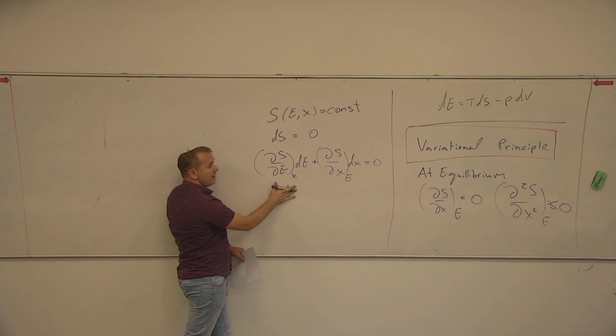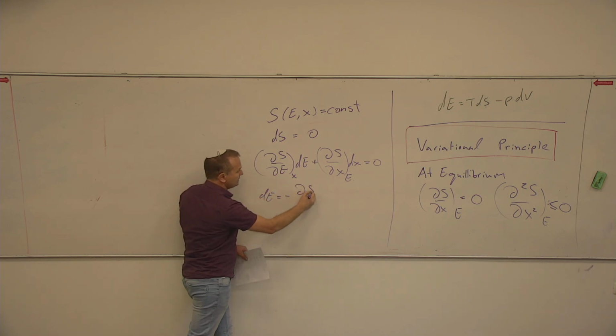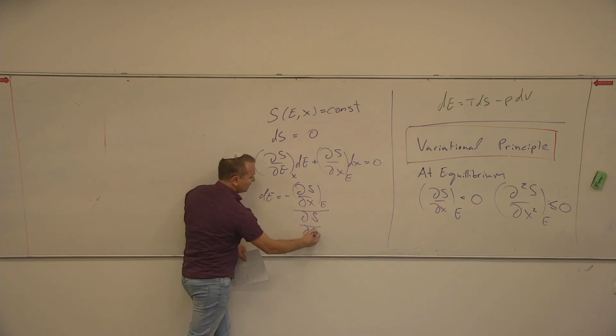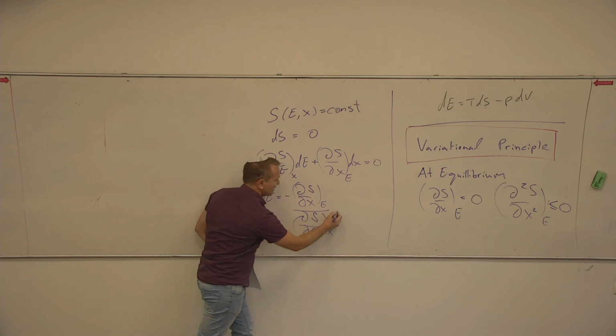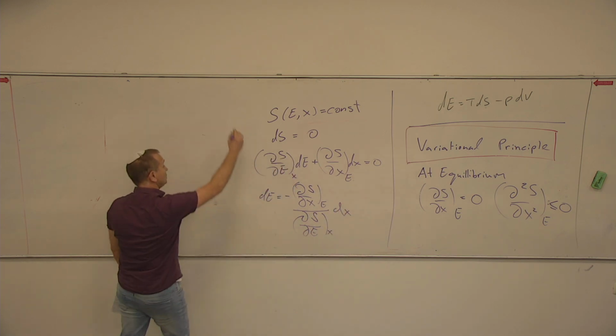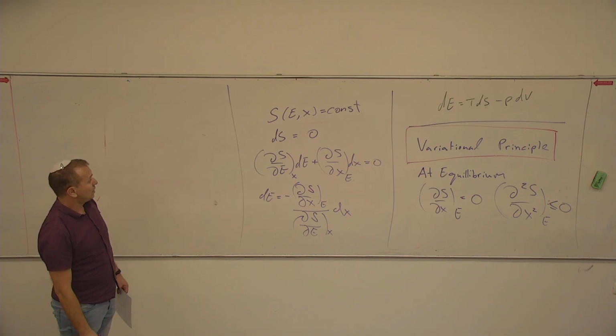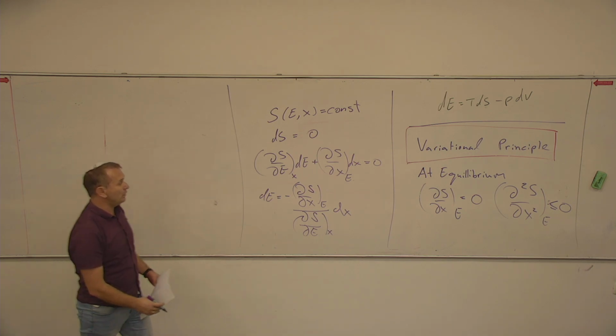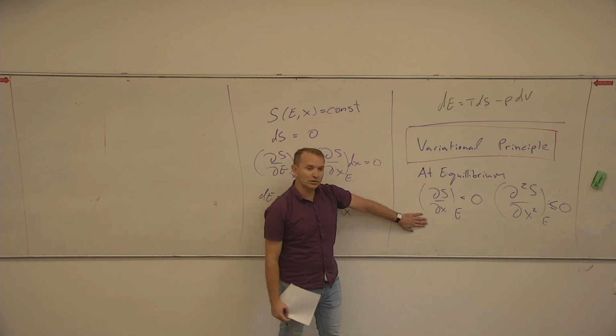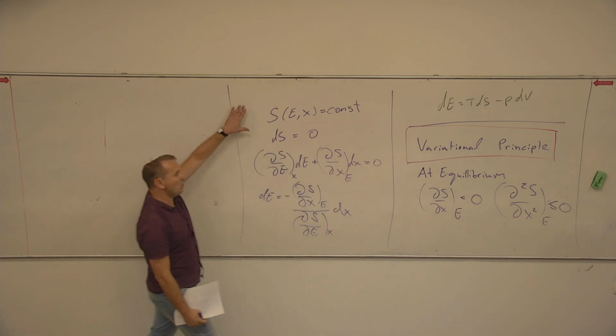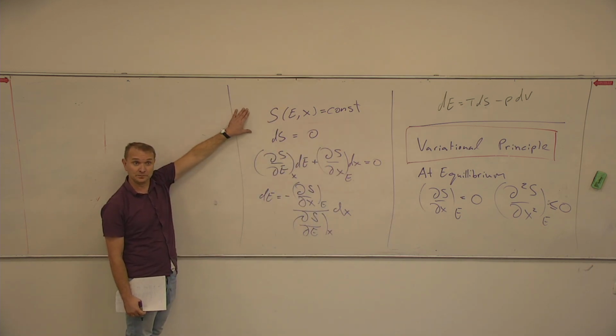Now, the next step is to describe what dE is. So dE equals minus ∂S/∂x at constant energy divided by ∂S/∂E at constant x, times dx. Why isn't dE 0? Didn't we say we're working with constant energy? No. That was obtained for constant energy. Now I'm working with constant entropy.